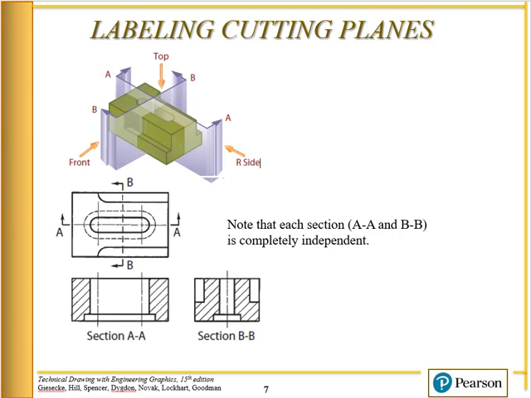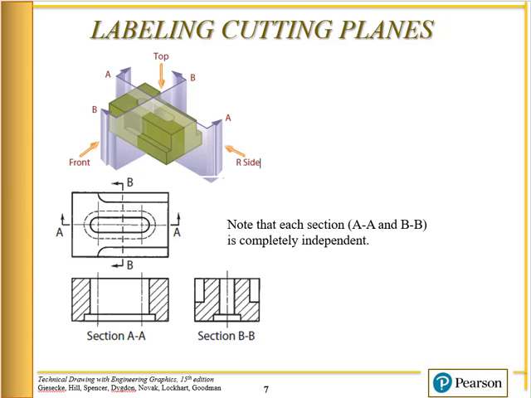Next, talk about labeling cutting planes. In this case, we have 2 different sections. We have a section AA and we have a section BB. And we notice that when we're taking it, we're going to label these cutting planes AA and BB, just as we're shown here.